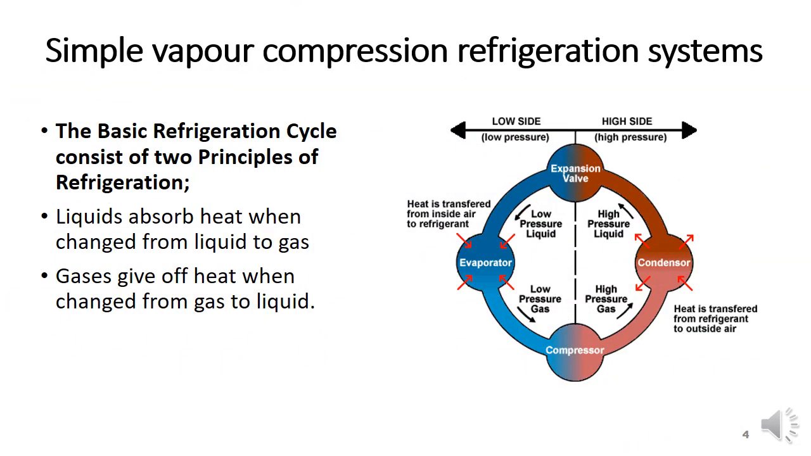In the simple vapor compression refrigeration system, this is the pictorial representation of the low pressure and high pressure sides. After compressing in the compressor, the refrigerant goes to the condenser on the right side of the diagram, and then to the expansion valve. So this semicircle on the right side is known as the high pressure side, while the left side semicircle is known as the low pressure side. In the condenser, heat is transferred from the refrigerant to outside air, while in the evaporator, heat is transferred from inside air to the refrigerant.